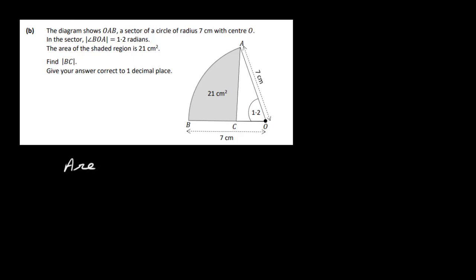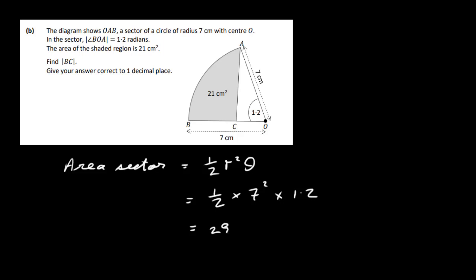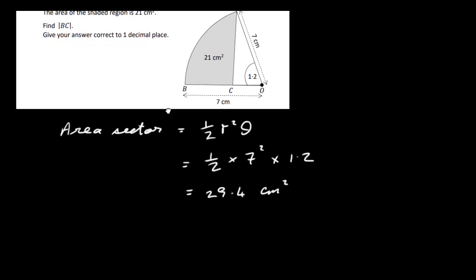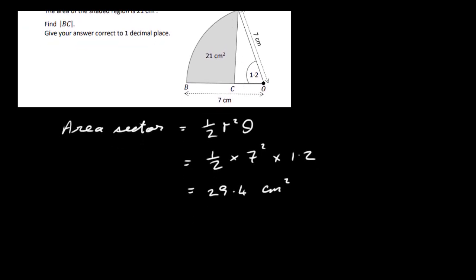So the area of a sector, when we're dealing in radians, is half r squared theta. In this particular case, it's going to be half times our radius 7 squared, and then our angle is 1.2 radians. If we work that out, we get 29.4, and this is cm². So that's the area of our entire sector here. Given that, what we can do is find the area of the white region here. So what I'm going to do is just subtract 21 cm² from that.